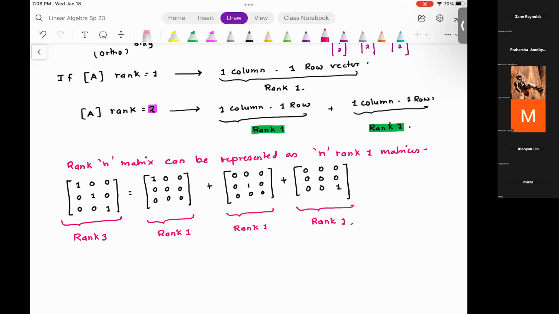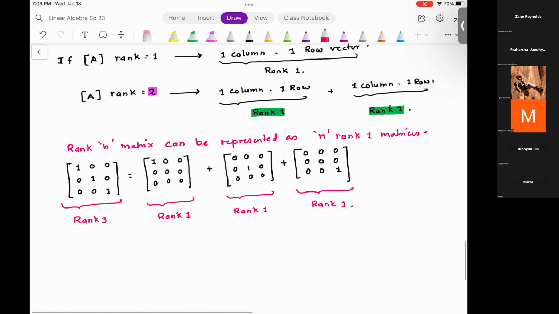Now, I want to take the same example and explain this with the identity matrix that we have. What do I mean by a symmetric matrix? A symmetric matrix means all the corresponding off diagonal terms are the same. So what I have here is a symmetric matrix.